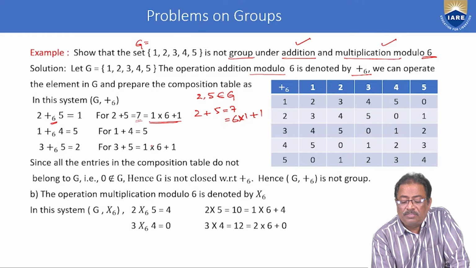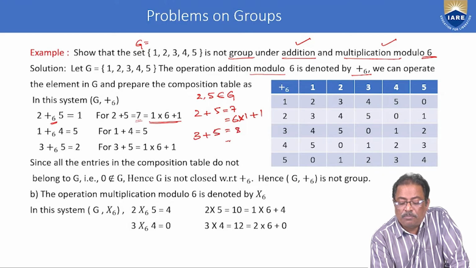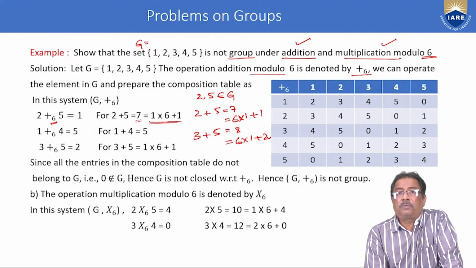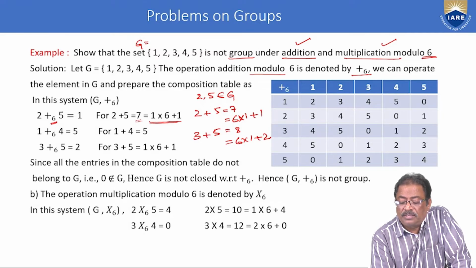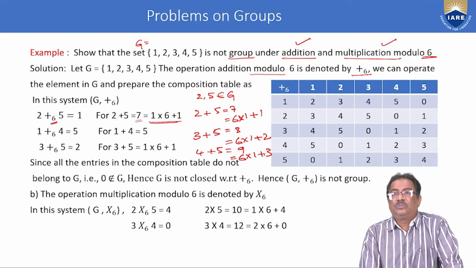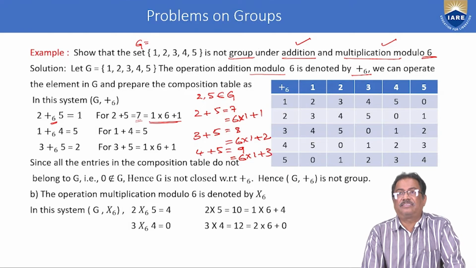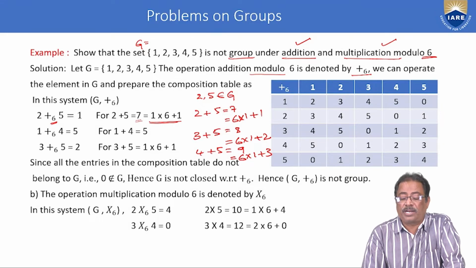Next, another one is 3 plus 5. Let us take 3 plus 5, which is 8. 8 I am going to write as 6 into 1 plus 2. Suppose I consider 4 plus 5, which is 9. So 9 can be written as 6 into 1 plus 3. Like that, if it exceeds 6, I am going to write it this way. Otherwise, I can write the same number.